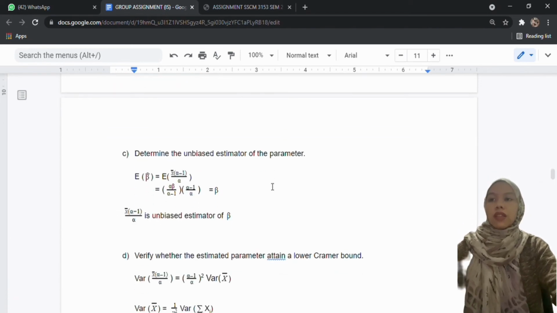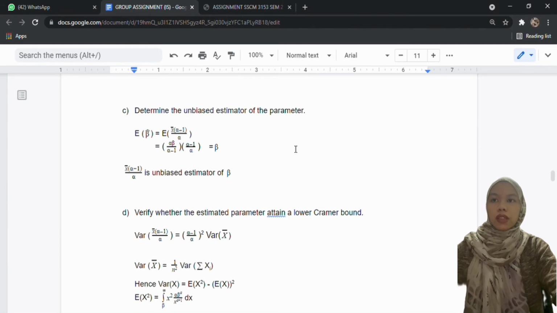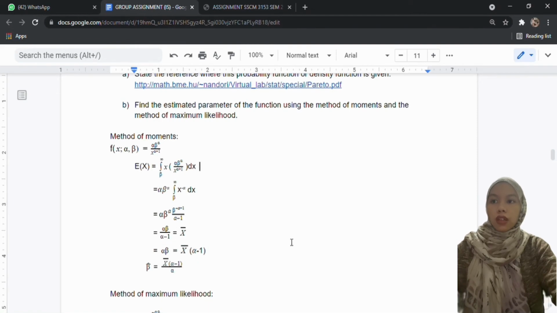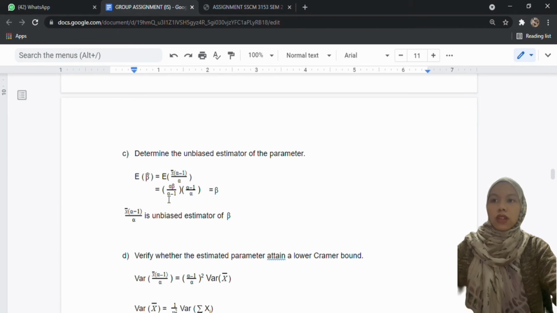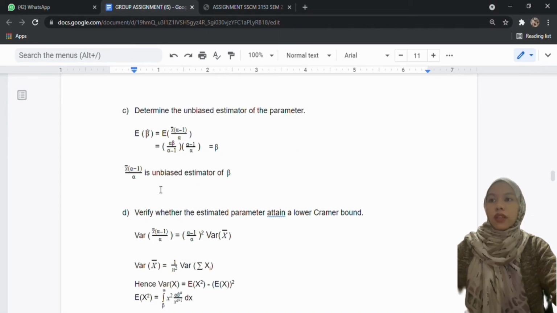For C, determine the unbiased estimator of the parameter. This is the calculation. E of beta hat equals E of x bar times alpha minus 1 over alpha. We actually have E of x bar, which is alpha beta over alpha minus 1, so we substitute it in here. So we have alpha beta over alpha minus 1 times alpha minus 1 over alpha. We will have beta. We can conclude that x bar times alpha minus 1 over alpha is an unbiased estimator of beta.